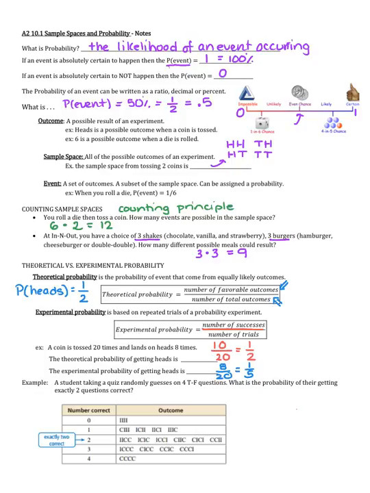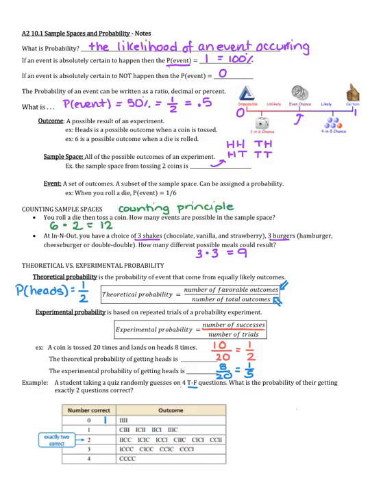A student taking a quiz randomly guesses on 4 true-false questions. What is the probability of their getting exactly 2 questions correct? So here is how we could look it out. I means incorrect, C means correct. So to get, as an outcome, no problems correct, there is only one possible way to do that.